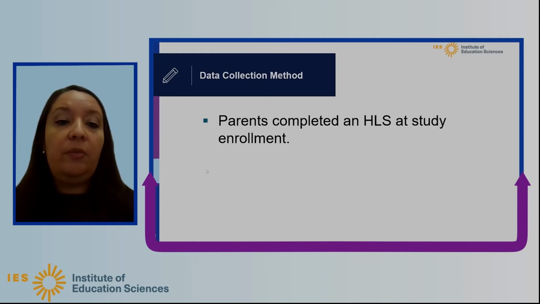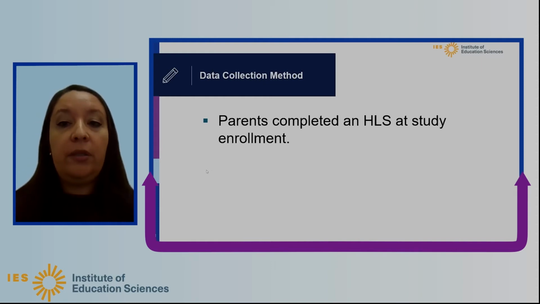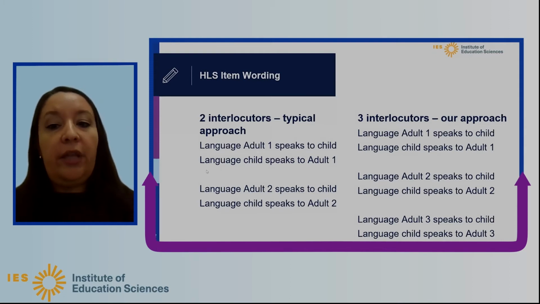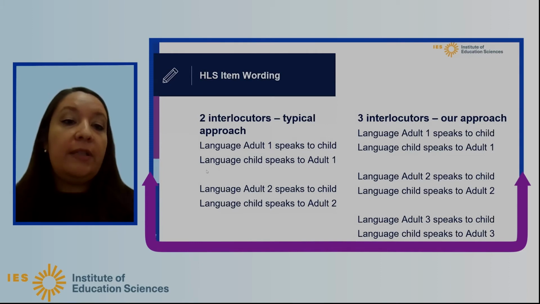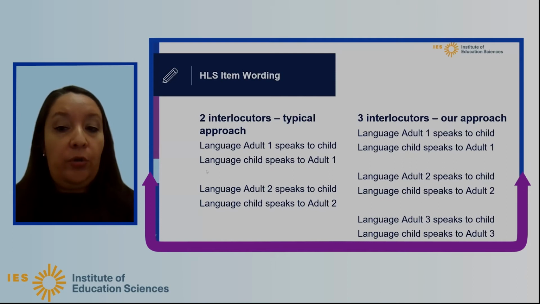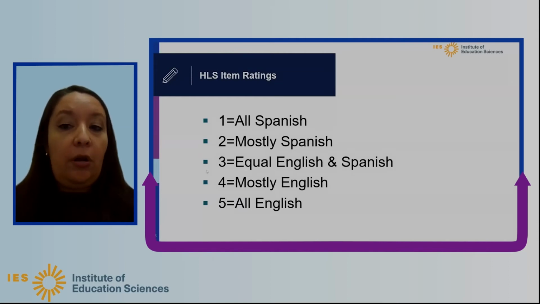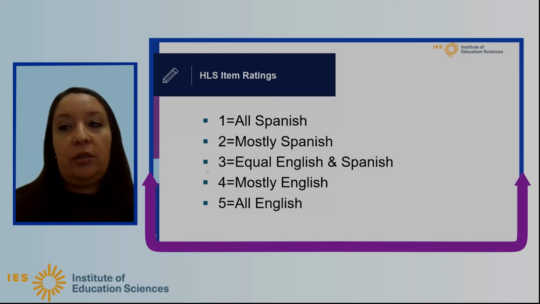For our data collection method, parents completed an HLS at study enrollment. And the HLS questions ask parents to rate the language that a given adult typically uses with a child, and then the language that that child typically uses with an adult. So you can see on the left-hand column, that would be a typical approach that an HLS would use with 4 questions asking about the 2 interlocutors, whereas the right column shows the addition of the 3rd adult, and that is the approach that we used on our project. The ratings for each question are all on a 5-point scale, ranging from all Spanish to all English, with the midpoint being about equal English and Spanish.